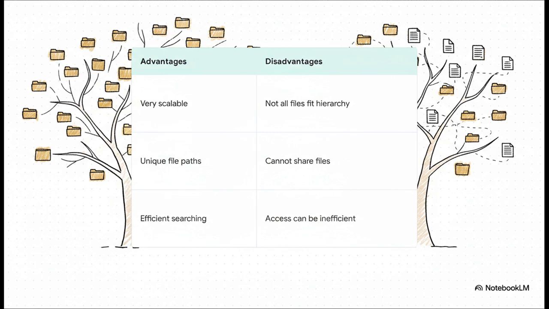But it still had one nagging problem. If a file logically belongs in two different places, say in a projects folder and also in a finances folder, you can't do it. Sharing files between different branches of the tree is still really difficult.